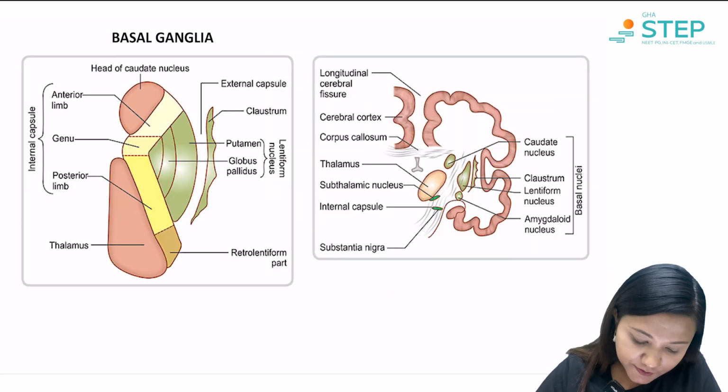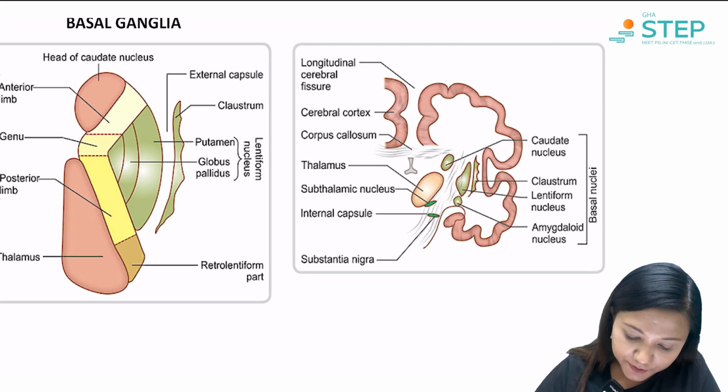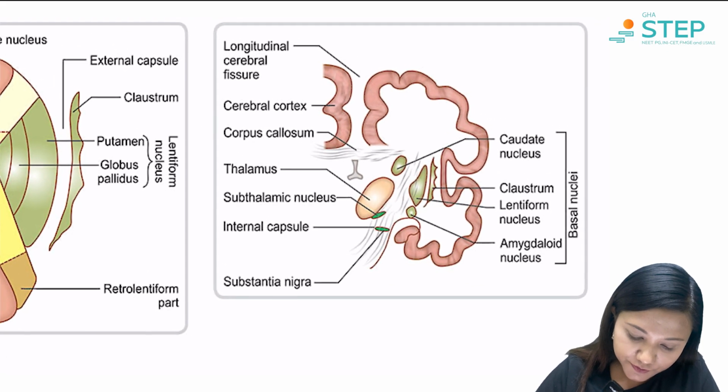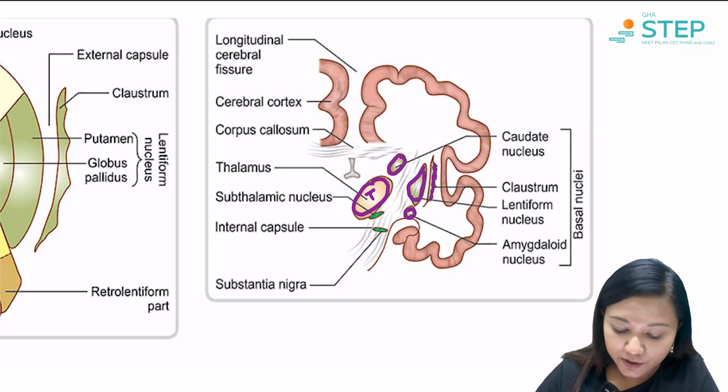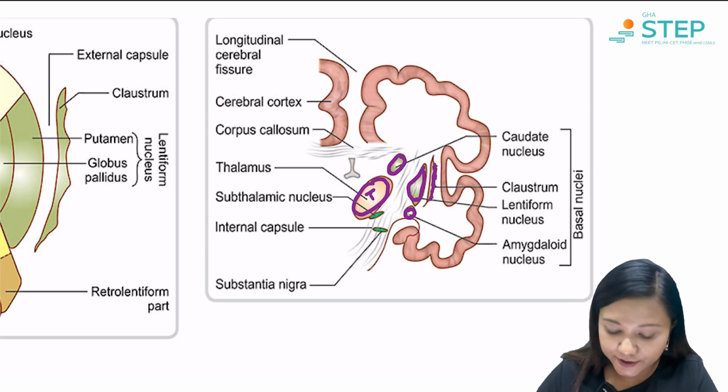Now, we have already discussed the components of the basal ganglia. In a cross section, if you want to see, this is the thalamus. You have the head of the caudate nucleus. You also have the lentiform nucleus, the subthalamic nuclei below, and this is the claustrum. This is the cut section where we have to identify the nuclei.